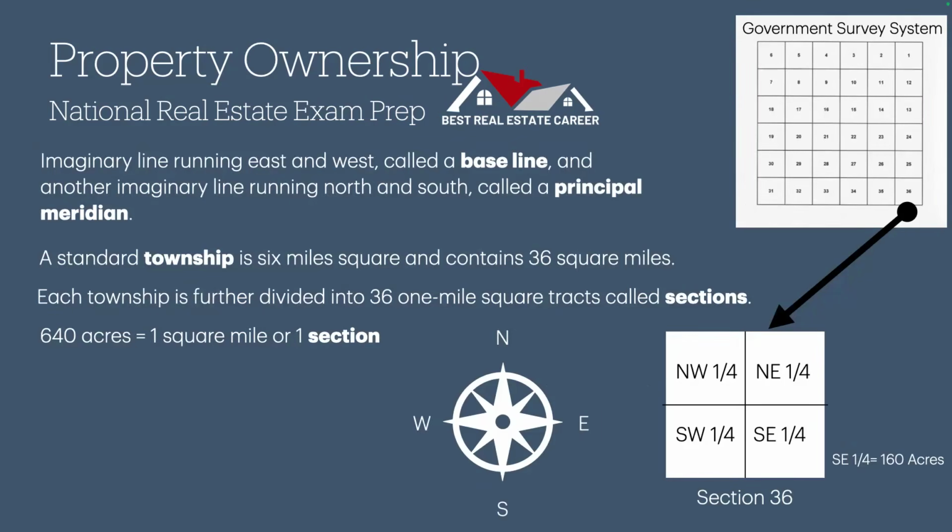So let's look at this. We're talking about the governmental survey system, which uses imaginary lines. The lines that run east to west are called baselines. The imaginary lines running north to south are principal meridian lines. So on a test question, they could say east and west imaginary lines are called baselines, and north to south are principal meridians.